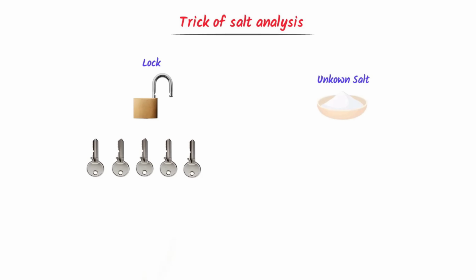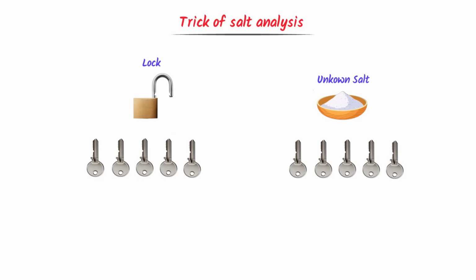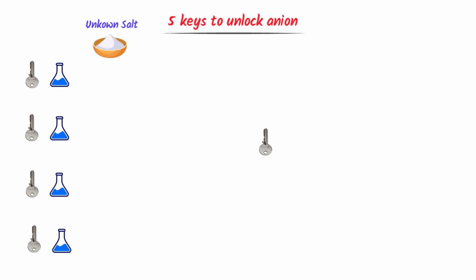Similarly, consider an unknown salt. Here, let me ask you to open the anion part of the unknown salt. Just like the 5 keys of a lock, I will use 5 keys to open or unlock the anion part of any salt. Hence, let me teach you 5 keys to identify the anion part of any salt. Consider an unknown salt. We have already learned that we will use 5 keys to unlock its unknown part, or anionic part. Firstly, I take some water in 4 different beakers.